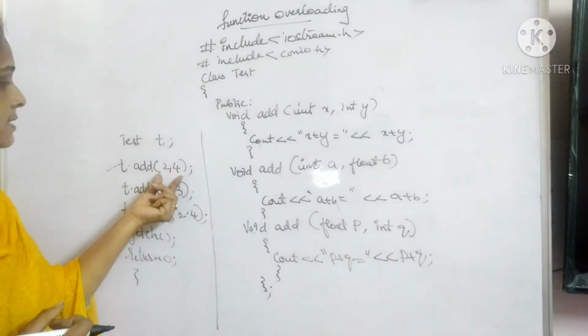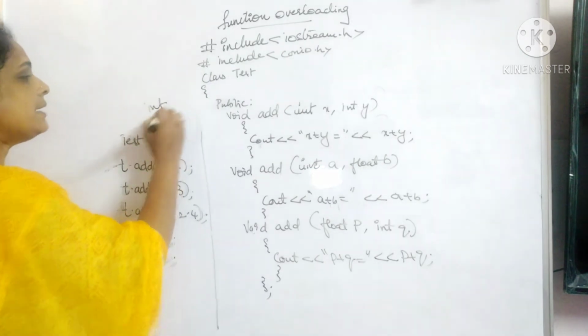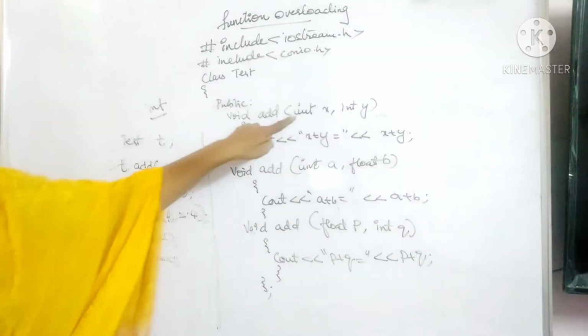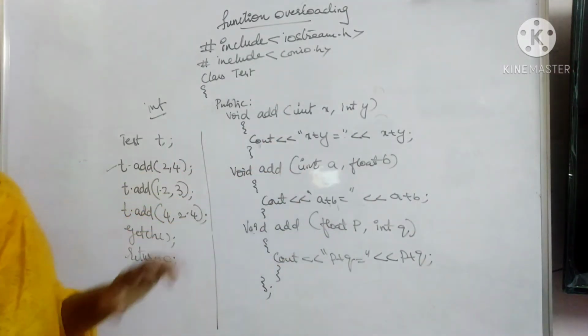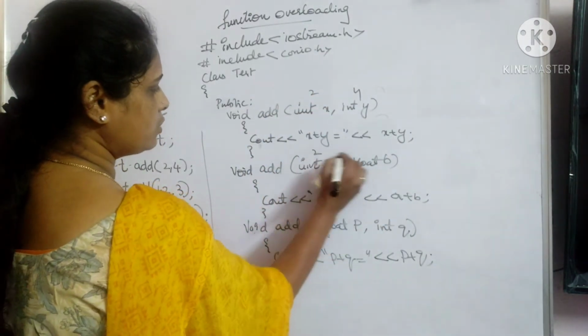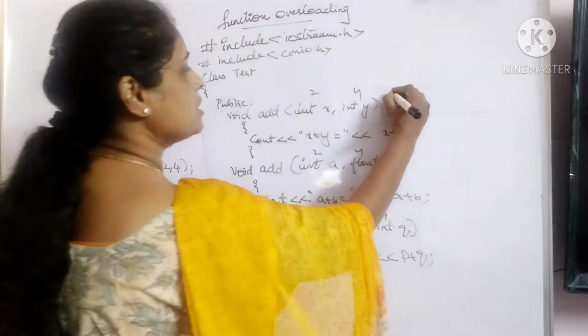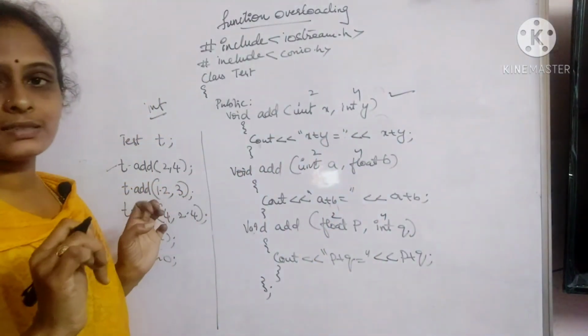What are the arguments here? 2, 4. What type of data are they? Both of them are integer type of data. So it will check where the signature matches. If you come here, 2, 4. If you check here 2, 4, where is it matching? It is matching here. Both of them are integer type of data.